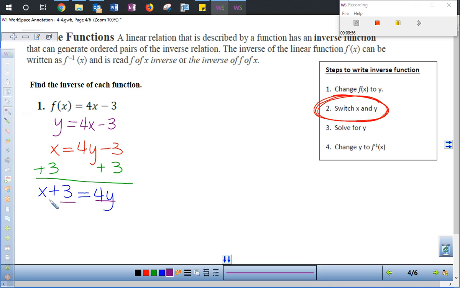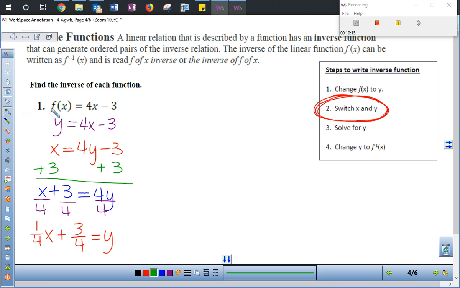Then I'm going to divide each term by 4, and I'm left with 1/4 x plus 3/4 equals y. Now my final step is kind of a twofer. First of all, I don't like the y over here by itself, so I really want to put it in front. But I have to change it back to function notation.